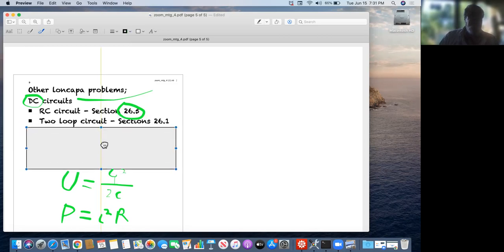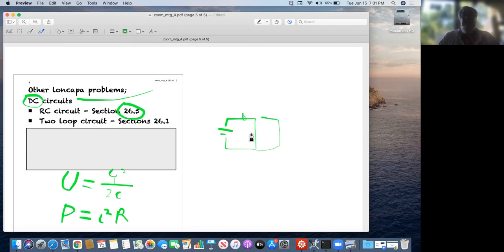There's another problem here, which is probably the most difficult of the problems. It's a two-loop circuit. So I don't have it drawn here, but it seems to me you have a battery, and then you have one loop, and then you have another loop. And I think there's a resistance here, and there might be a capacitor someplace. Maybe there's a capacitor here, not quite sure, resistance here. Anyway, the point is there are two circuits here, the two loops.